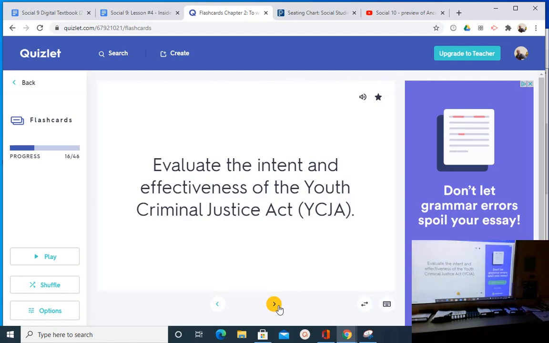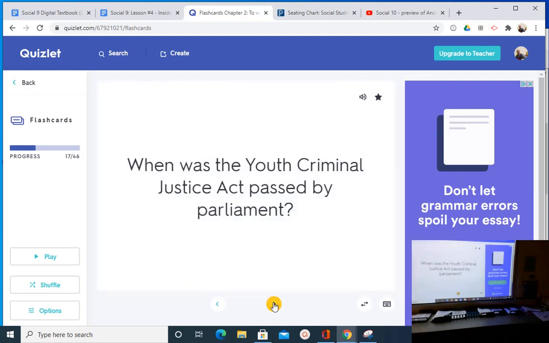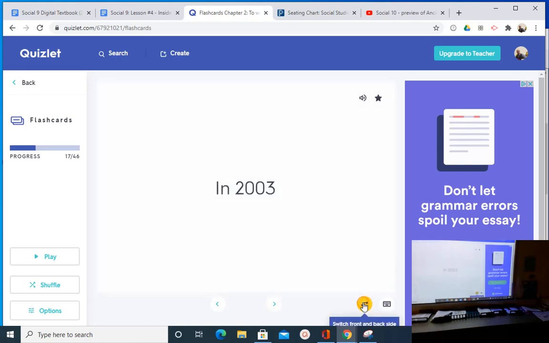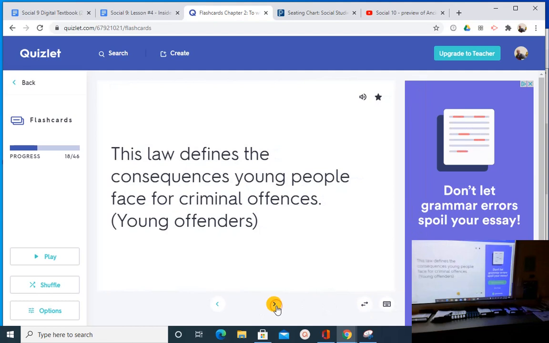Evaluate the intent and the effectiveness of the YCJA. So we did that yesterday. We looked at the objectives, right? We went through the objectives yesterday, and then we looked through some data. We looked through some numbers and said, okay, has it been effective? This is the very thing that we did yesterday, almost as if by design. When was the Youth Criminal Justice Act passed by Parliament? So 2003, and we mentioned that yesterday as well.